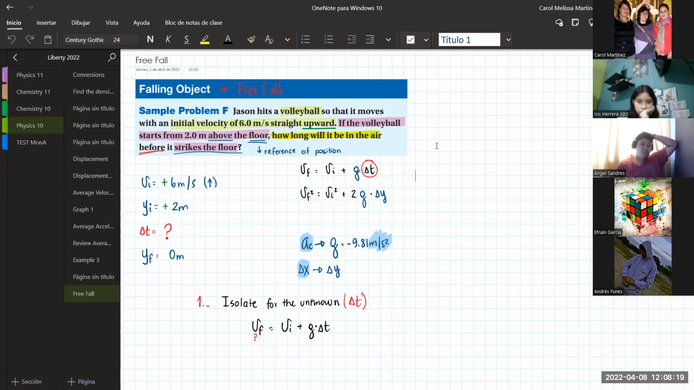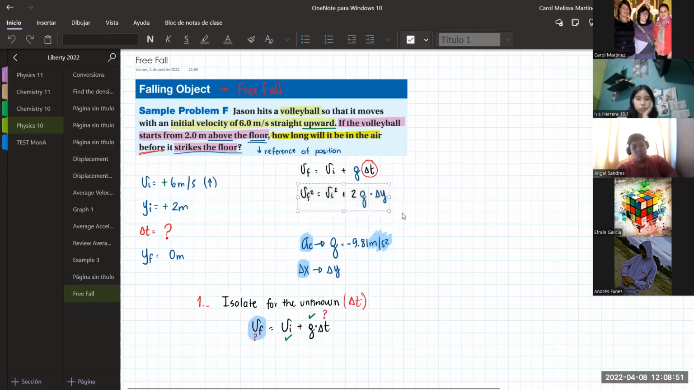I do know the initial velocity, that is 6 meters per second. I do know gravity, because even if it's not mentioned, I know that if it's happening on Earth, it's going to be negative 9.81 meters per second squared. And I don't know the time. So I cannot find the time because I don't know the final velocity. So what I need to do is find the final velocity by using the equation that I have here.